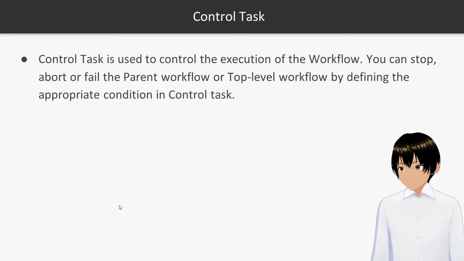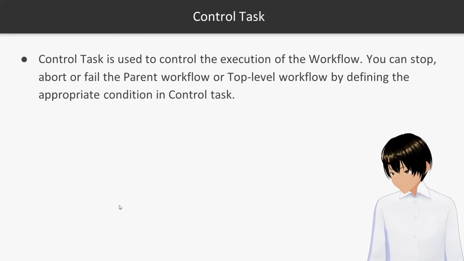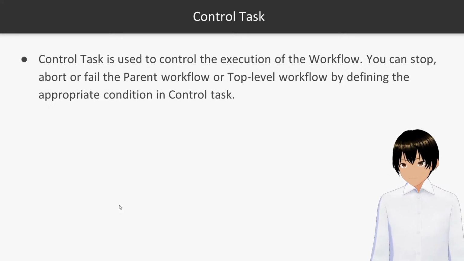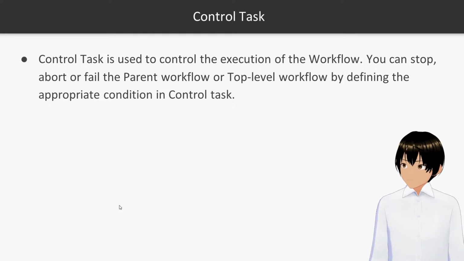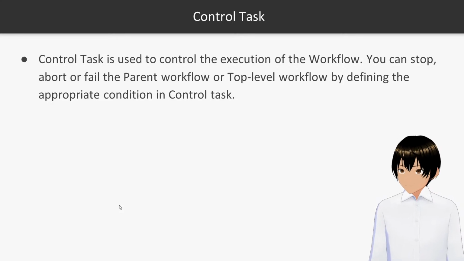The control task acts as a green or red signal. If you use a control task in a branch in a workflow, and if everything is moving smoothly, for example, if there are no issues with the process, the control task will not even trigger. It'll act as invisible. But if the process catches up with the issue, the control task will take the control, and based on the selected properties, it'll stop, abort, or fail the workflow or the top level.